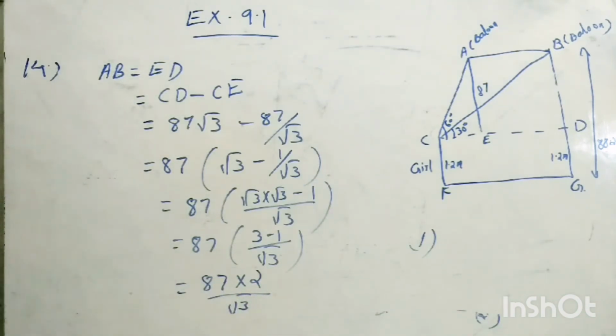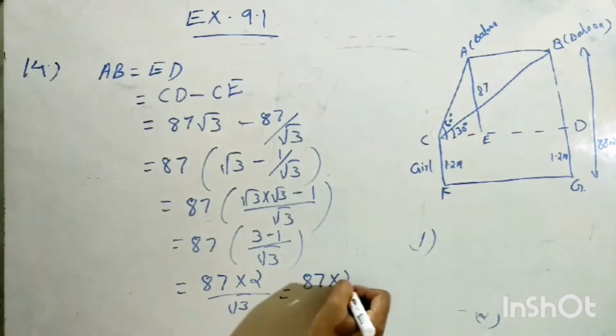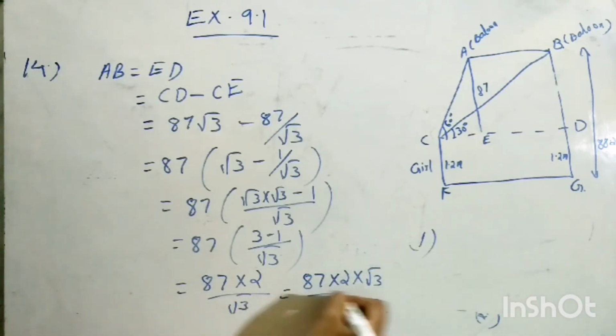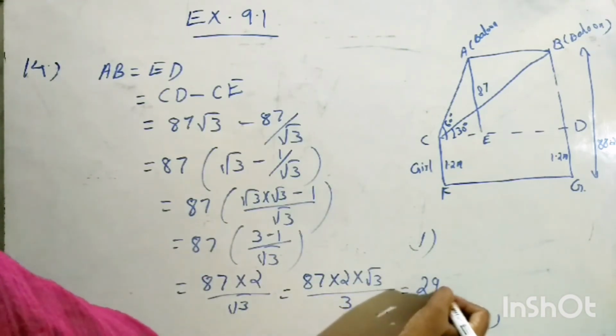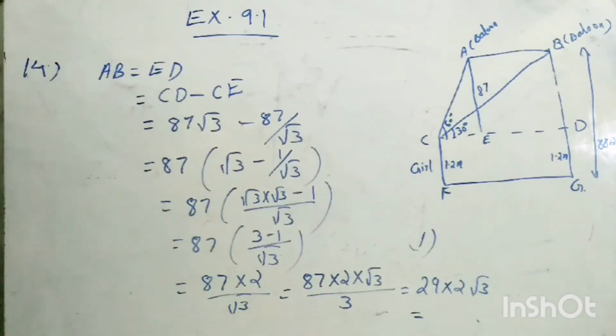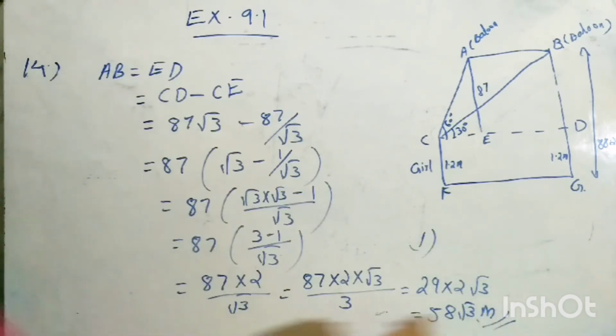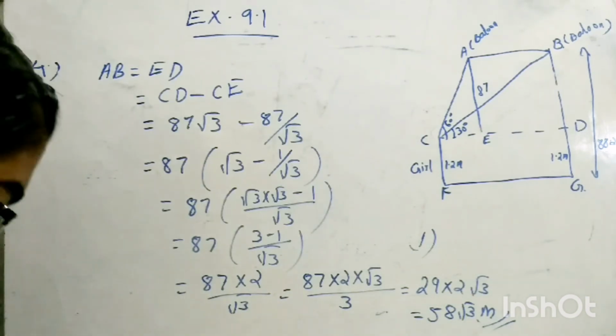Since we have an irrational number in the denominator, we need to rationalize it. That is 87 into 2 into root 3 divided by root 3 into root 3, that is 3. And this is equal to 29 into 2 root 3. 29 into 2, we will get 58 root 3 meter. Therefore, the distance traveled by the balloon is equal to 58 root 3.